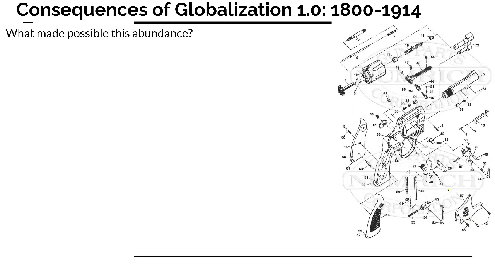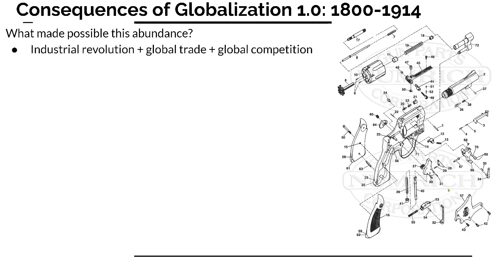All right. What made this possible? Well, some of it involves things we've already talked about. Global trade, global competition, but we'll come back to those as well. The Industrial Revolution is a big part of this. And I know you might think about the Industrial Revolution as an enabler of globalization, but I hope you'll understand why it fits better here for our examination.